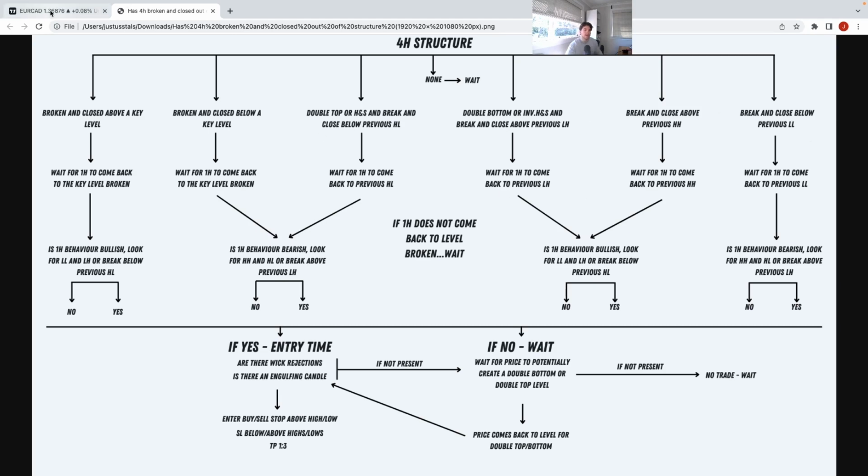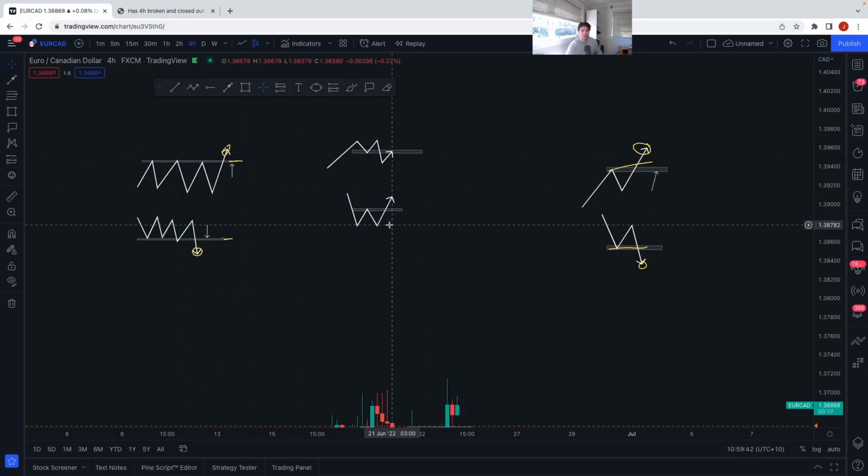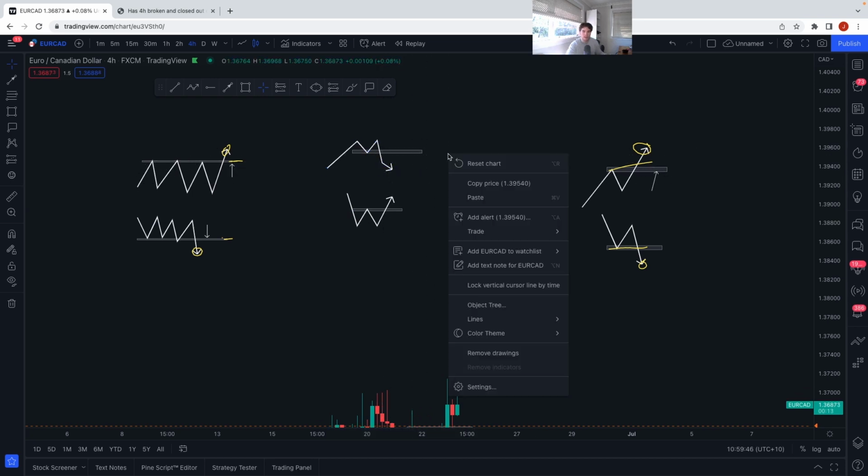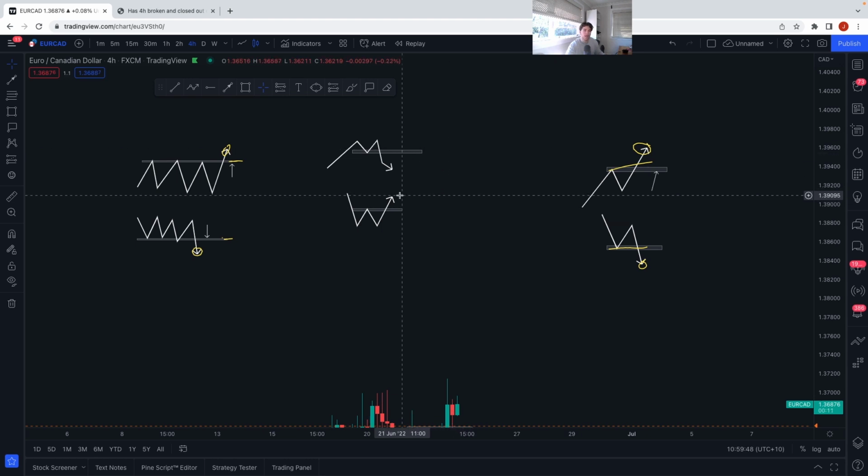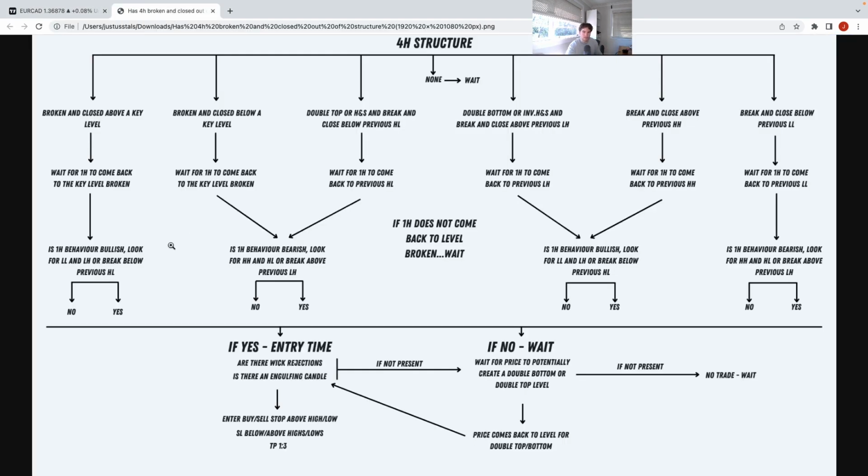Okay, so as soon as I see this 4-hour break and close below or above a key level, I flip to my entry time frame and I place an alert at that key level and just wait for price to come back to that level.